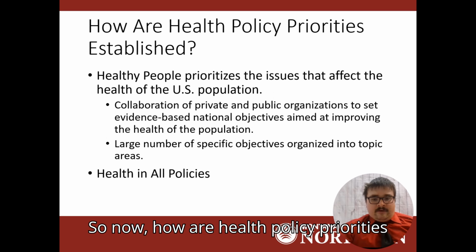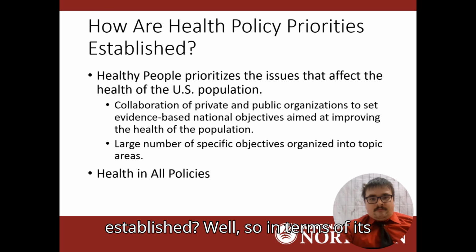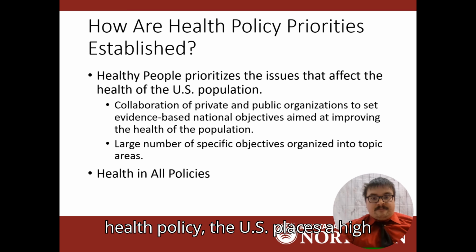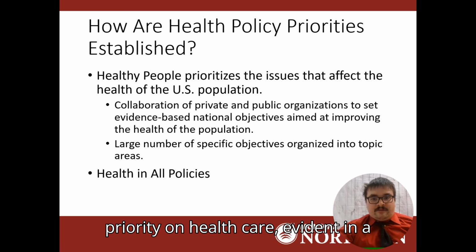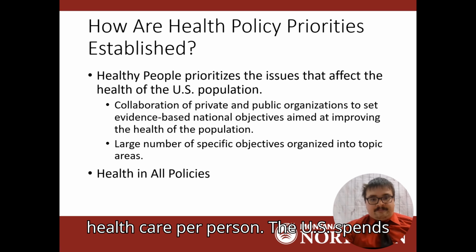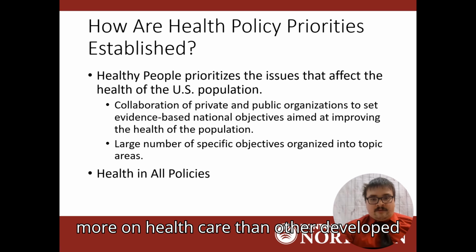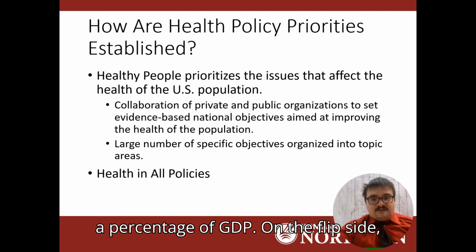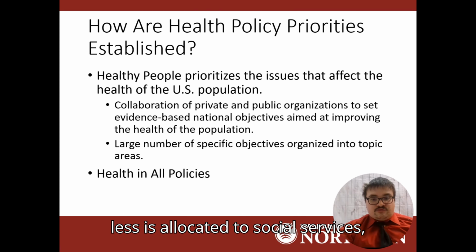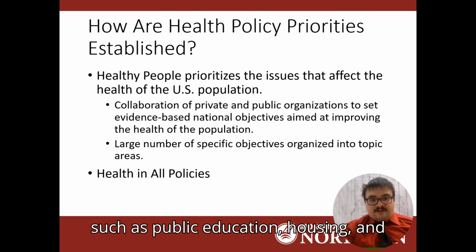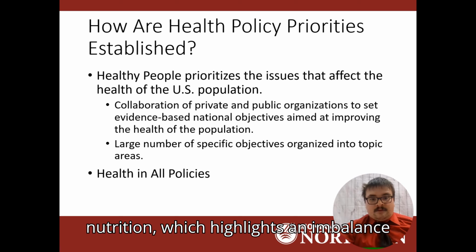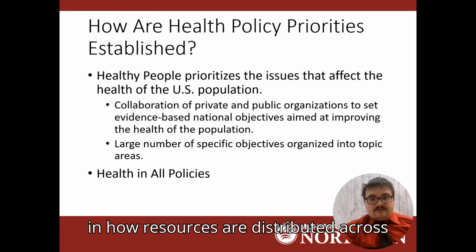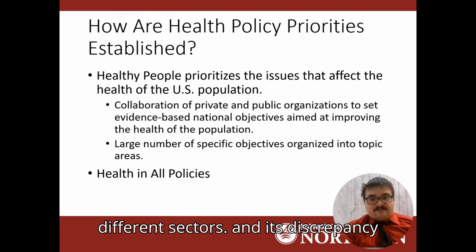So now, how are health policy priorities established? Well, in terms of its health policy, the US places a high priority on healthcare, evident in the significant amount of money spent on healthcare per person. The US spends more on healthcare than other developed nations, both in absolute terms and as a percentage of GDP. On the flip side, less is allocated to social services, such as public education, housing, and nutrition, which highlights an imbalance in how resources are distributed across different sectors.